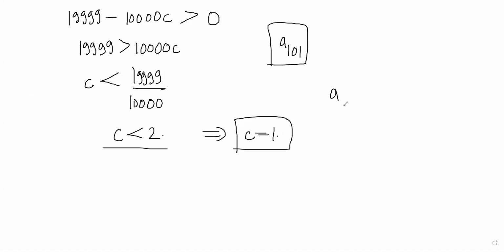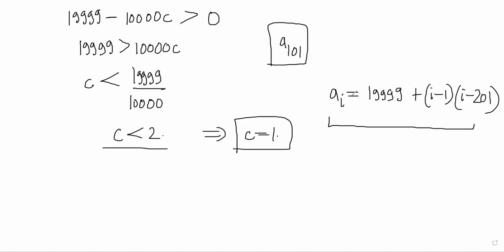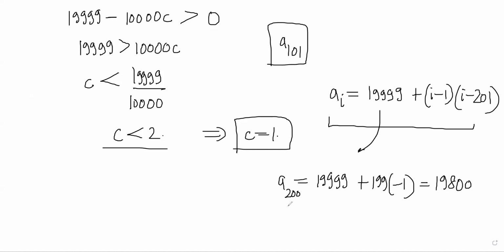So therefore our formula is further simplified. ai is 19999 plus (i minus 1)(i minus 201), and we have put the value of c as 1 now. Earlier we had (i minus 1)(i minus 201) into c. That was our expression for ai earlier. And from here, we finally conclude a200 is equal to 19,999 plus 199 into minus 1, which is 19,800.